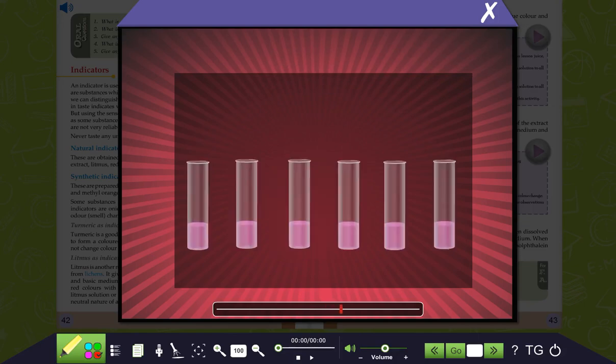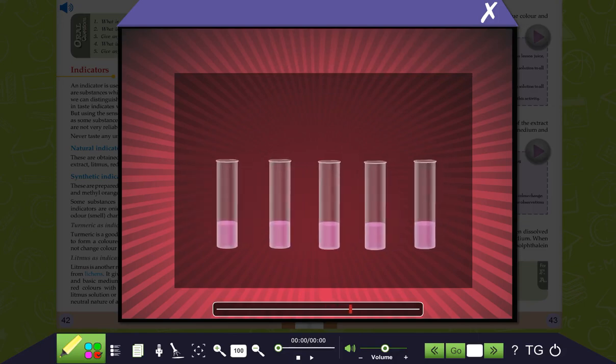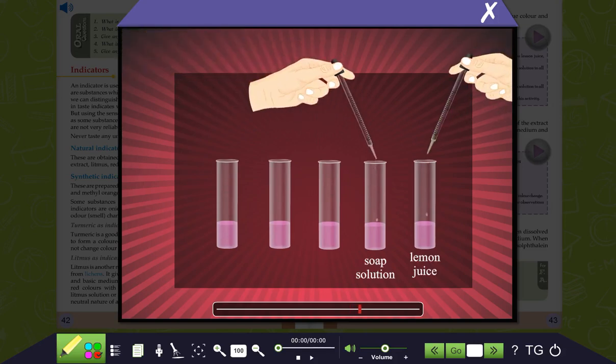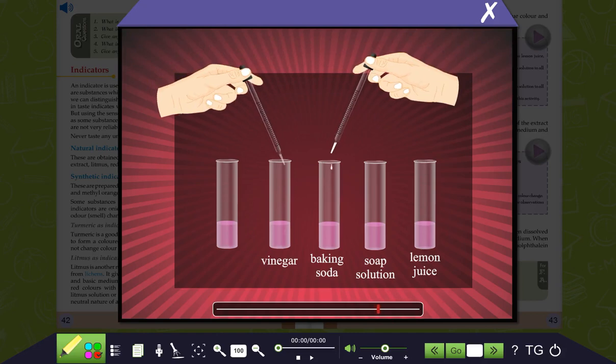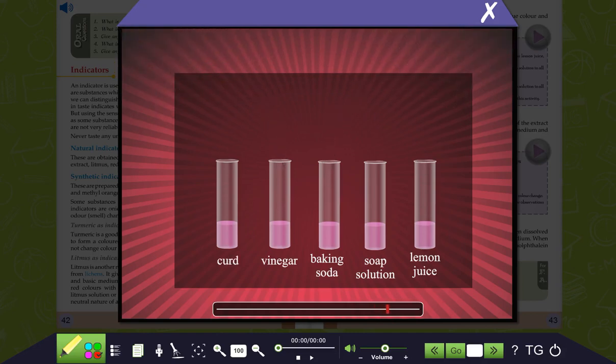Keep 2 ml extract in one test tube as control. Do not add anything to it so as to match the track of color change. Test the rest of the solutions collected in previous activity with the extract and record your observations in a table.